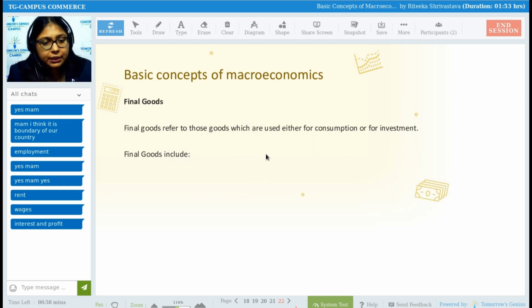So, current transfer and capital transfer. Is everything clear till here? Any doubts? Anything you didn't understand till here?